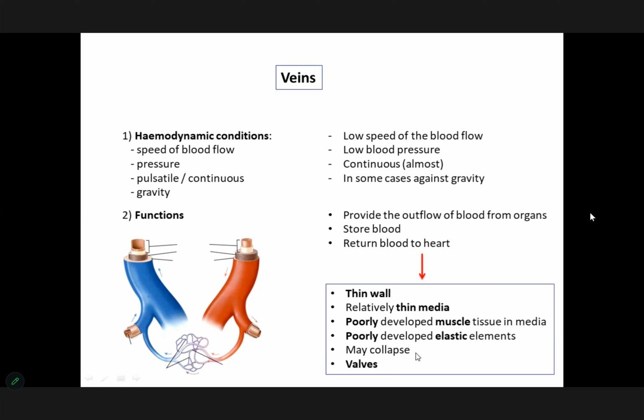They may collapse, so in our body, veins can be closed with a closed lumen, but arteries cannot be closed. And also, veins may have valves. All the veins of the lower part of our body have valves. Valves prevent backflow of blood.